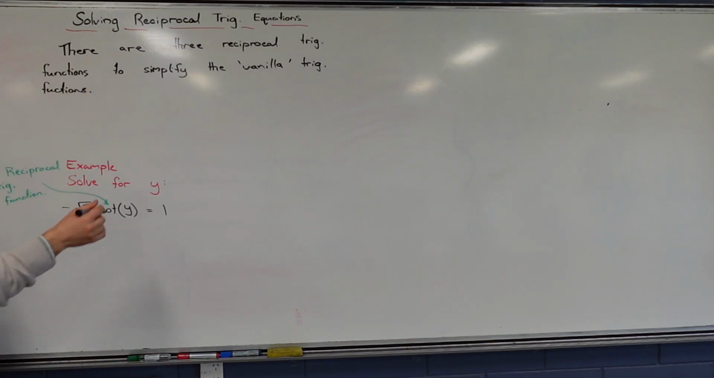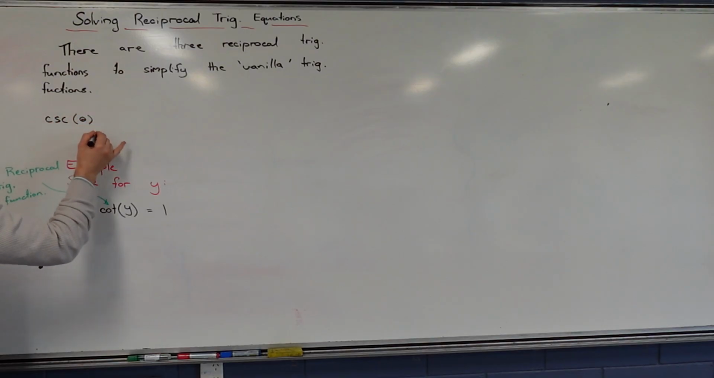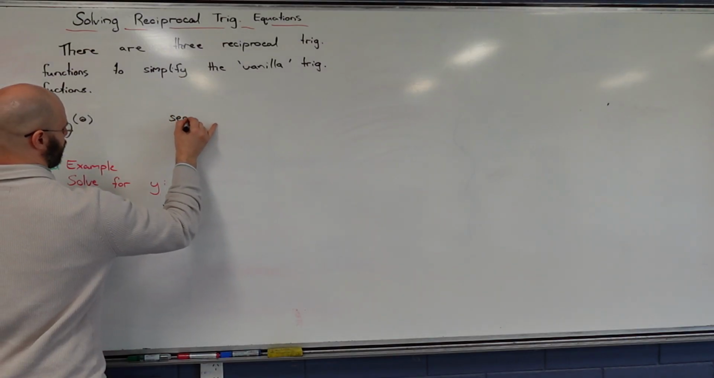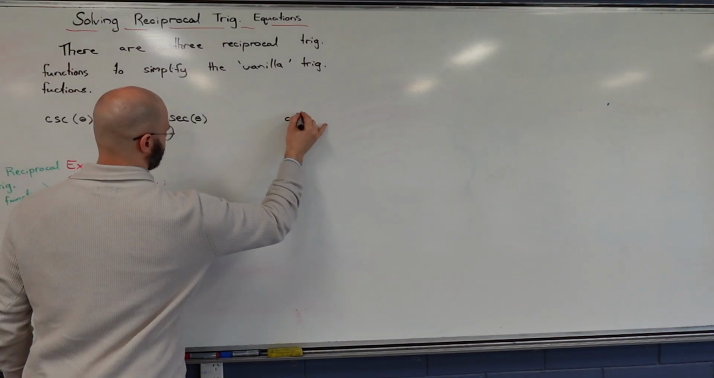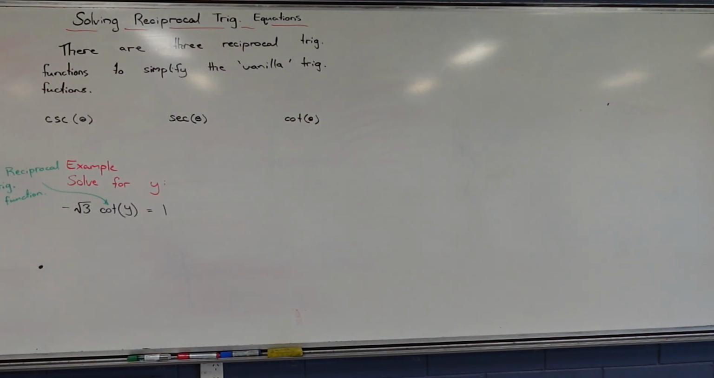The 3 reciprocal ones are CSC theta, sec theta, and cot theta. And all of these simplify one of our vanilla trig functions. I use the word vanilla because they're our stock standard.